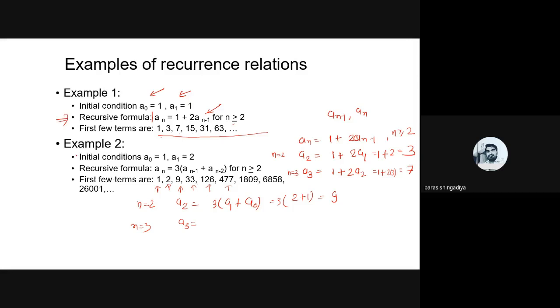So these are recurrence formulas for an infinite sequence. Is it clear, both the example and the second example of the recurrence formula?